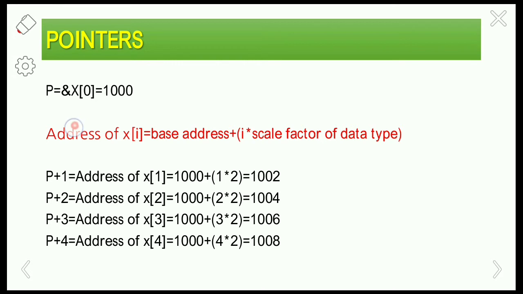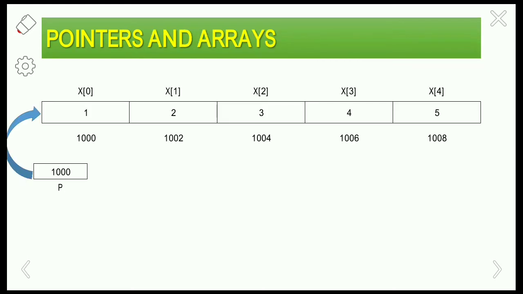So here p equals address of x[0] equals 1000. So p, the pointer, equals the address of x[0], that is 1000. The pointer p is pointing to the address of the base location. Suppose you want to find the value at a particular address location, that is 1004, then how do we move the pointer to that location and obtain the value inside the address? That is what we are going to learn in this video.